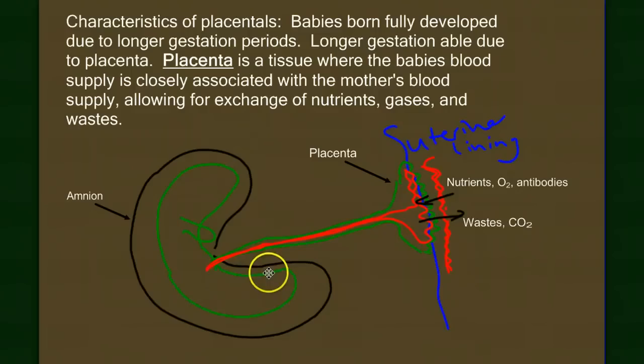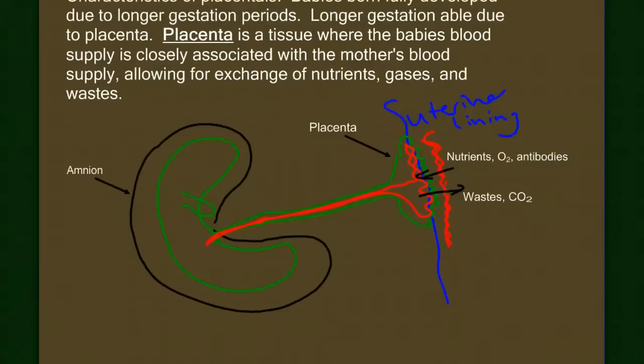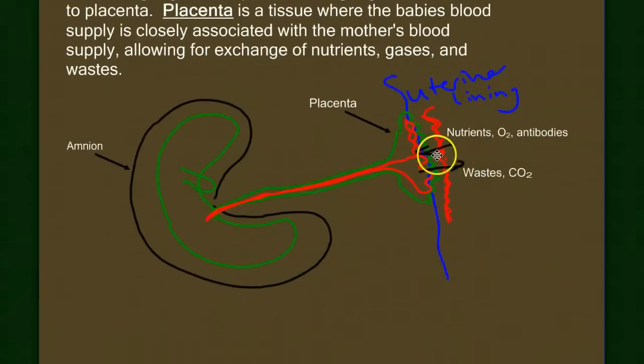So the placenta takes over the job of certain embryonic membranes that we saw in the amniotic egg. We no longer need the chorion for gas exchange. The placenta does that. We no longer need the allantois for waste storage, because the waste can be removed to the mother's blood, and the mother's body can get rid of those wastes. And we no longer need the yolk sac for nutrients, because the mother is feeding the baby across from her blood nutrients to the baby's blood.